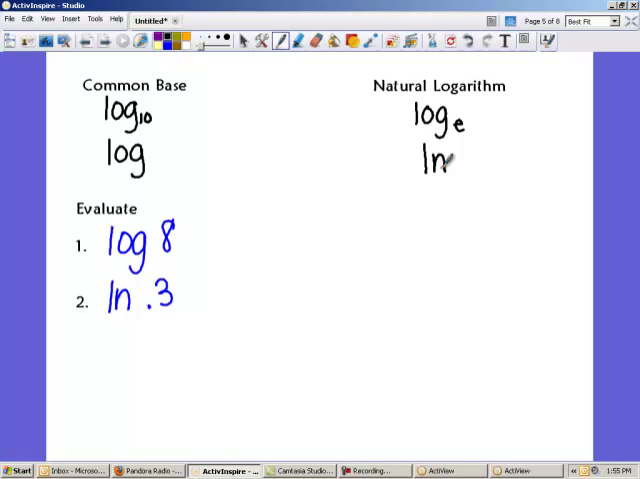So if we're going to evaluate these, we just type in our calculator, log 8. And the calculator will give you a very long decimal number. And if we want the ln of 0.3, we type in ln 0.3. And again, it gives you a very long decimal number. So this is used when we're evaluating these. Keyword is evaluate here.